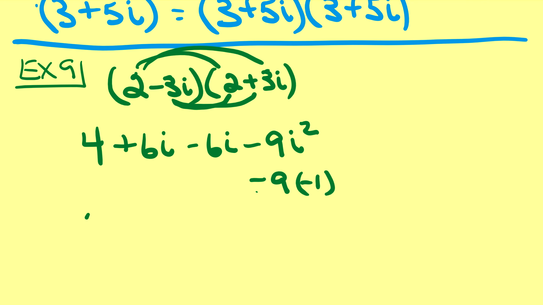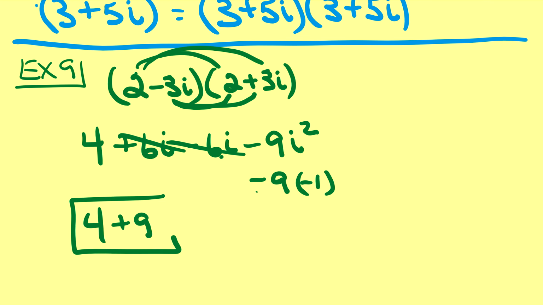So I'm going to write this as 4 plus 6i minus 6i. These cancel out. And then I'm going to have positive 9. And 4 plus 9 will give you the 13. So that's what this ends up being. A little bit different of an answer than what we're accustomed to when we are using variables. But now we're using i, which forms into a number when you square it. Okay, so that was the last one of those examples.